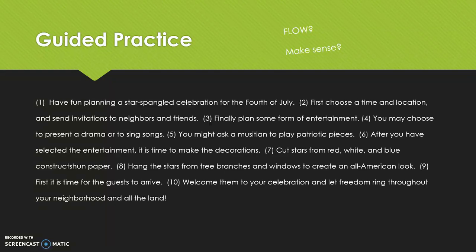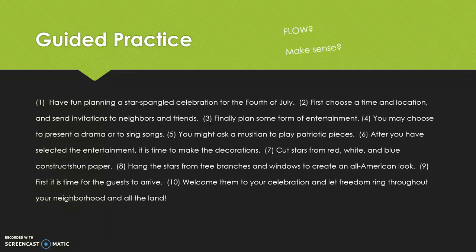After you have selected the entertainment, it is time to make the decorations. Cut stars from red, white, and blue construction paper. Hang the stars from tree branches and windows to create an all-American look. First, it is time for the guests to arrive. Welcome them to your celebration and let freedom ring throughout your neighborhood and all the land.